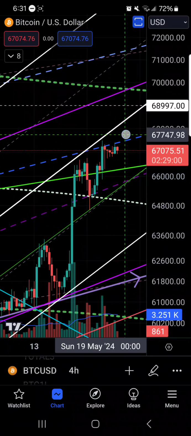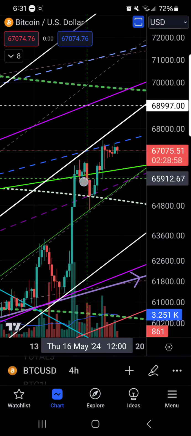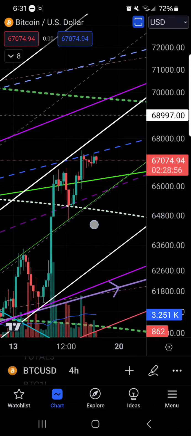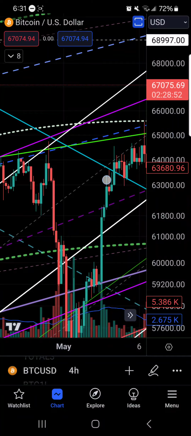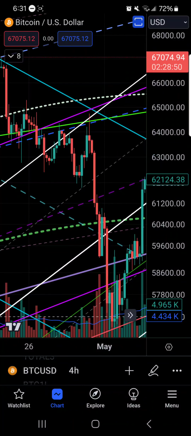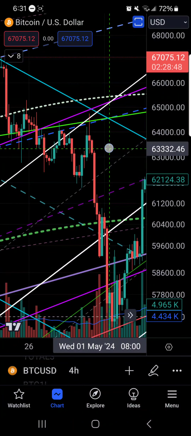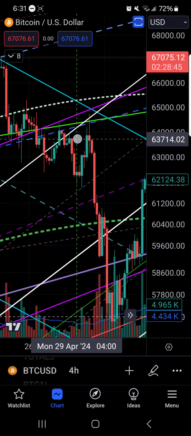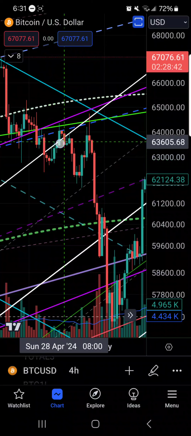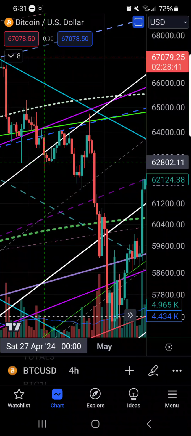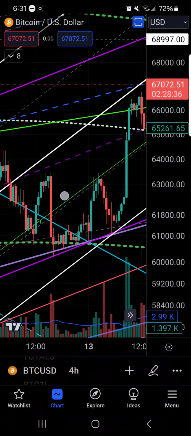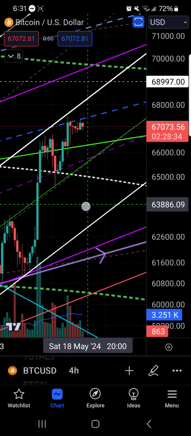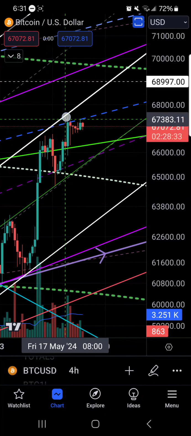But see here, we're pretty much spot on. So we'll just have to see how this plays out. Because we are hitting this area here. So we'll just keep an eye on this. We may have to adjust our channel slightly. But currently it's giving us a good guide right here.